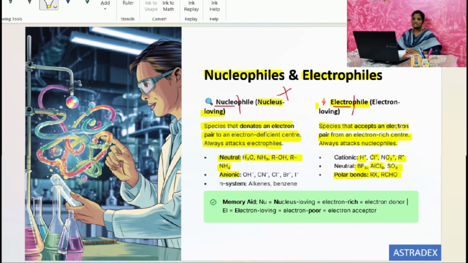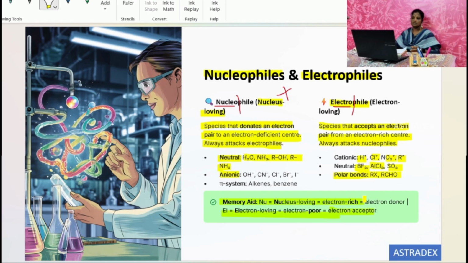To remember easily, keep in mind that nucleus loving means electron rich, which donates the electron. Electron loving means electron poor, which is nothing but an electron acceptor. Please differentiate these two words. Who will donate the electron? The one who has more. Who will accept the electron? The one who is poor. So the nucleophile will donate and the electrophile will accept.